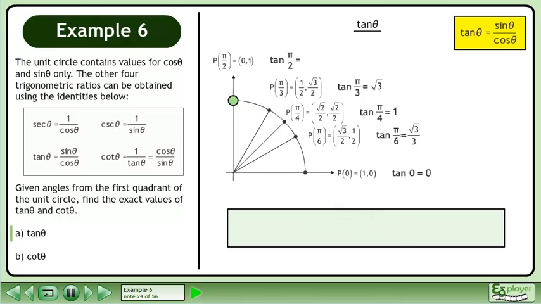Now we'll find the exact value of tan pi over 2. Tan pi over 2 is equal to the sine of pi over 2 divided by the cosine of pi over 2. The sine of pi over 2 is 1, and the cosine of pi over 2 is 0. One divided by 0 is undefined. The exact value of tan pi over 2 does not exist. We have now found all the tangent ratios.